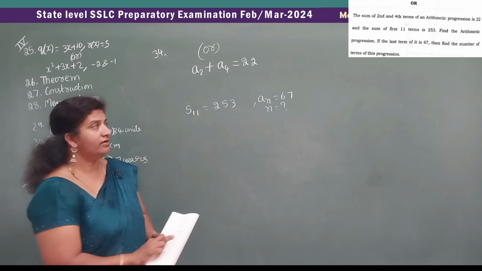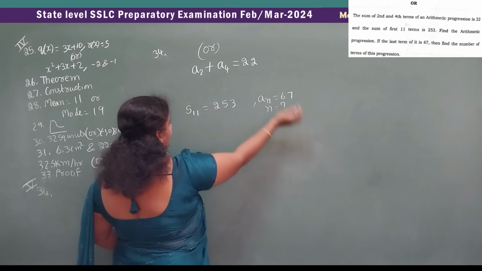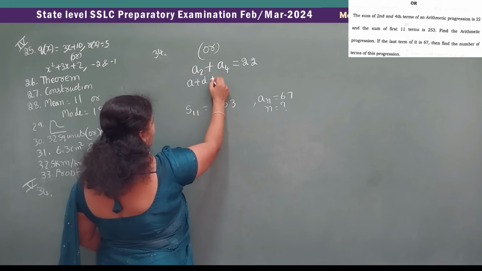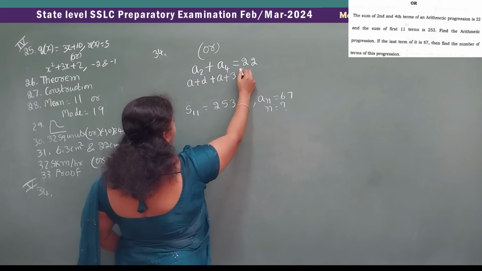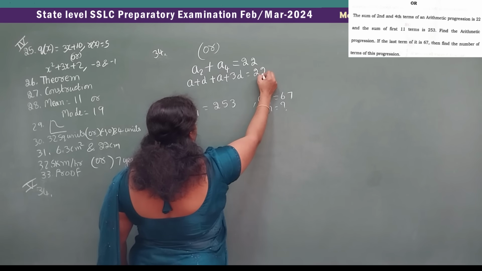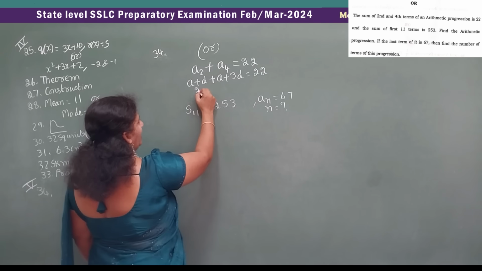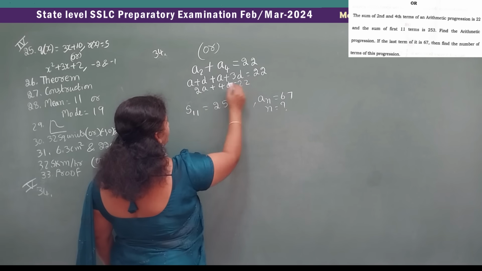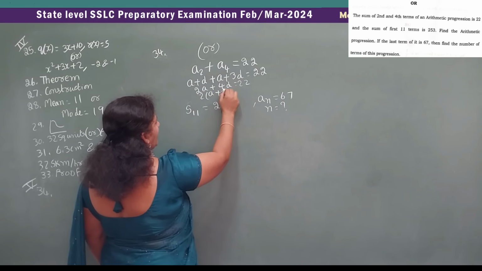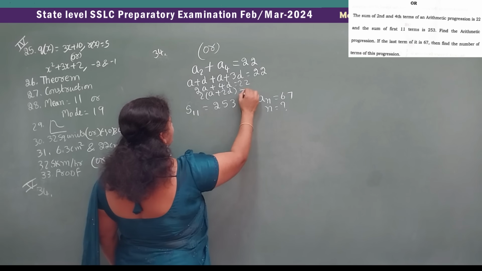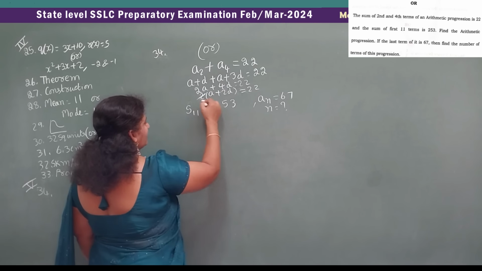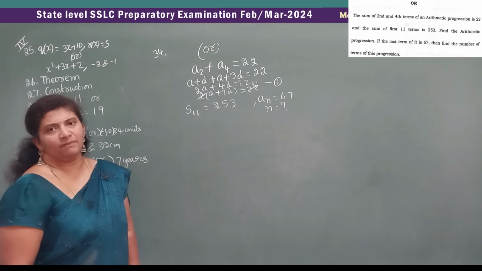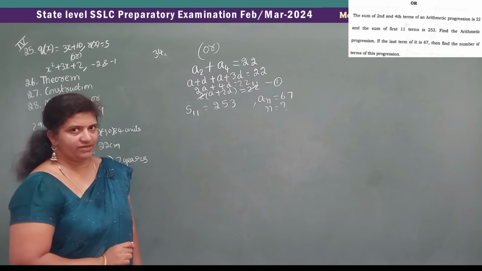That means we need to calculate the n value and the arithmetic progression. Understand the problem carefully. The second term and fourth term sum is 22. Write it in general form. A2 can be written as a plus d. A4 can be written as a plus 3d. The sum is equal to 22. Add these two: a plus a is 2a, 3d plus d is 4d, is equal to 22. Take out 2 common: a plus 2d is equal to 22 by 2, that is 11. Mark this as the first equation. a plus 2d is equal to 11 is your first equation.